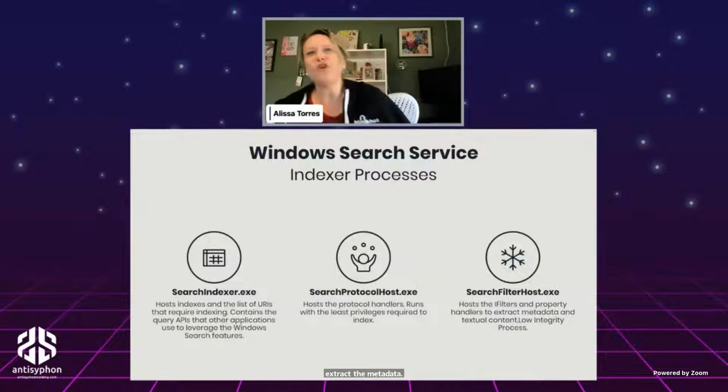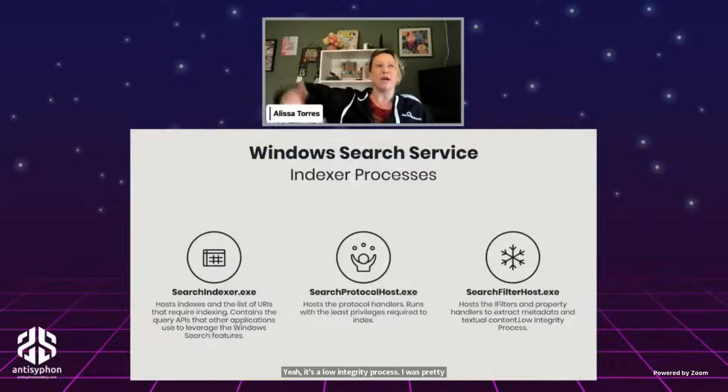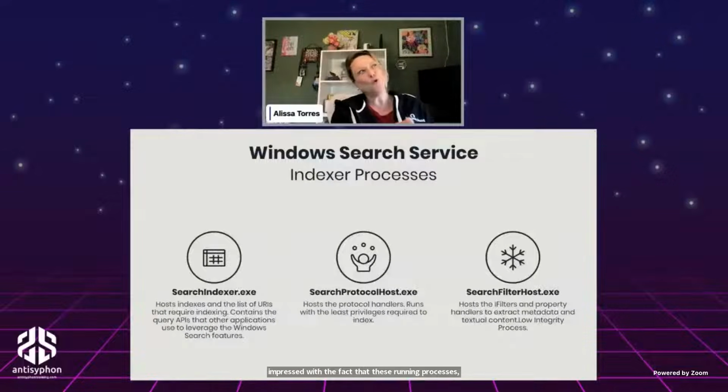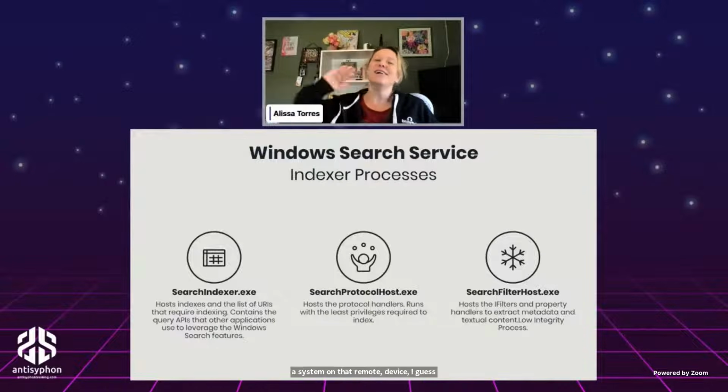I was pretty impressed with the fact that these running processes, albeit associated with a system service, do make an effort to run at the lowest privilege level. So maybe I'm running as system on my local host, but if I am crawling against, say, a network share, it's going to be using the permissions that I have as a user. Which is better than running as system on that remote device, I guess. So hopefully this sheds light on those three processes.